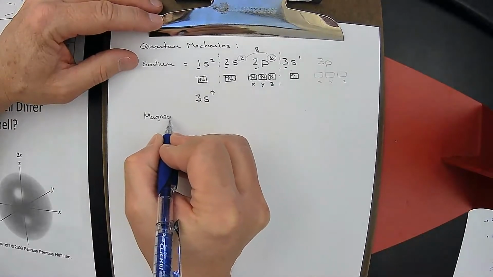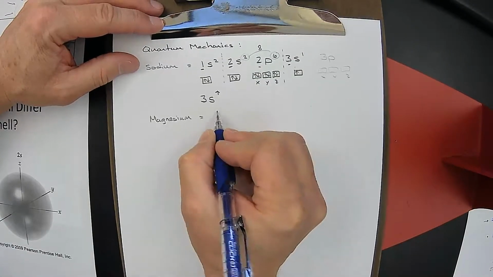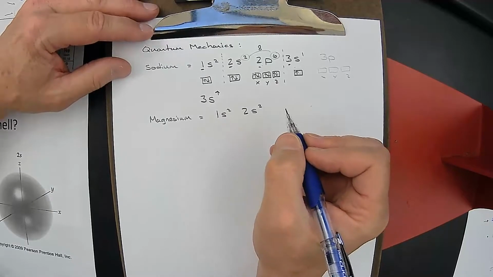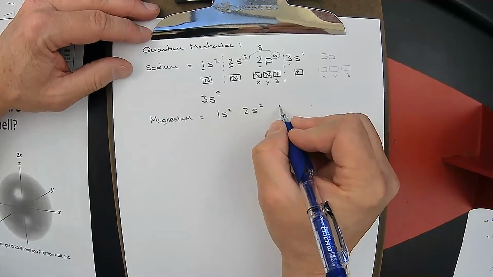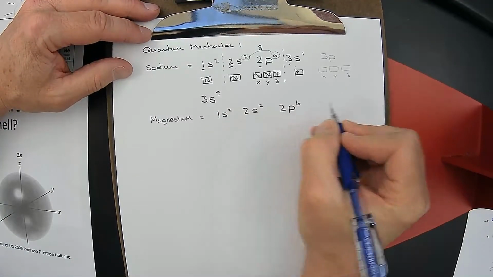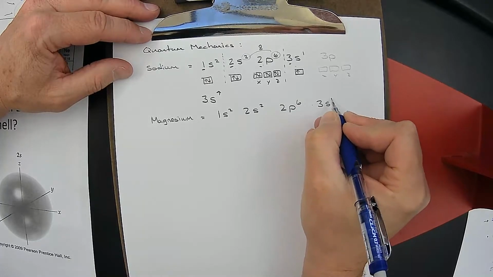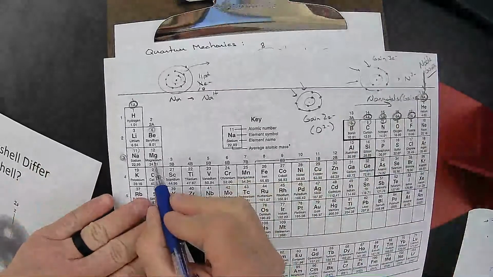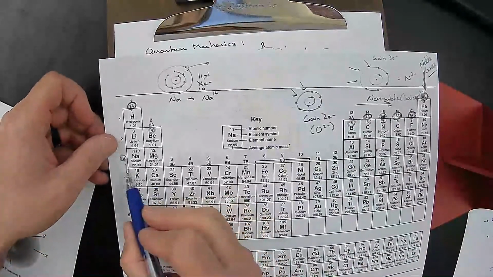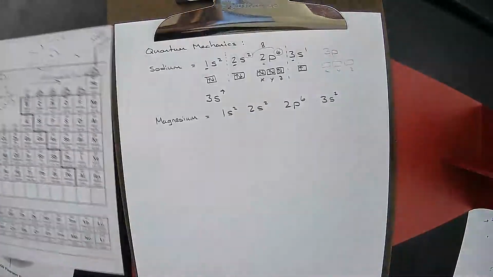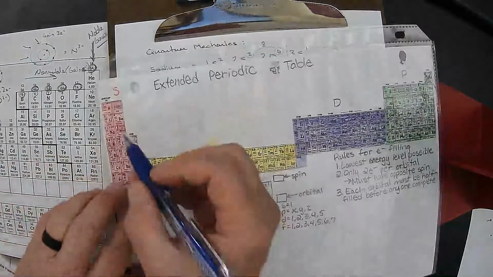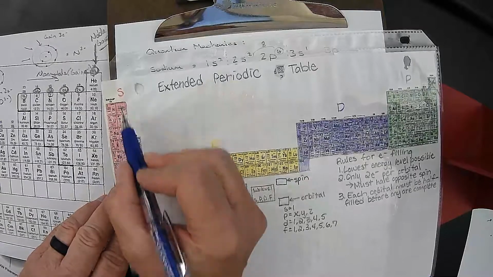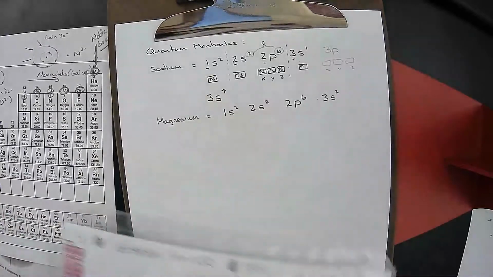So, magnesium is 1s2, 2s2, 2p6, 3s2. It's a quantum electron configuration. Why 3s2? Because it's the second one over in the 3s, second one over in row 3, s, on the periodic table also.